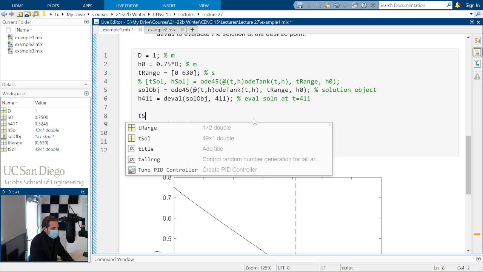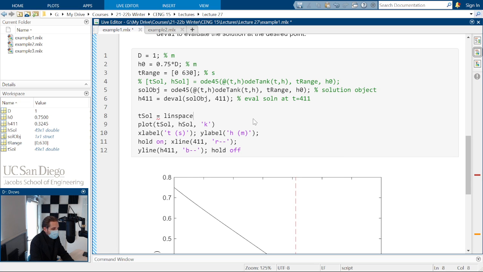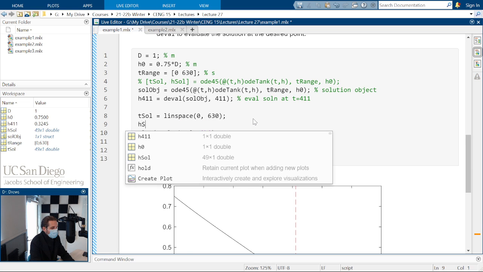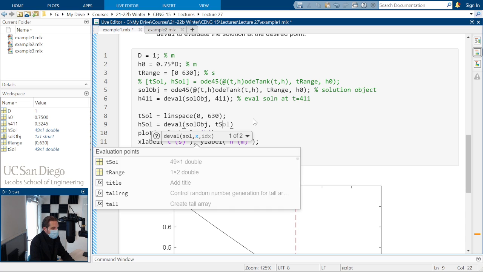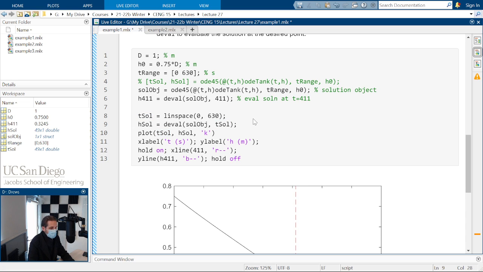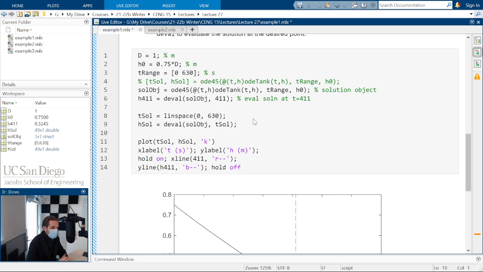So instead of this, we could say tsol is, I don't know, Linspace from 0 to 630. And then hsol is d-eval of the solution object. And now instead of giving it a single point, you can pass an entire vector to it. And that is entirely equivalent. Well, not entirely equivalent. It is very nearly equivalent to the ODE 45 call. We'll get into exactly how it's a little bit different in a second. But if you run that, you'll get the same looking plot.